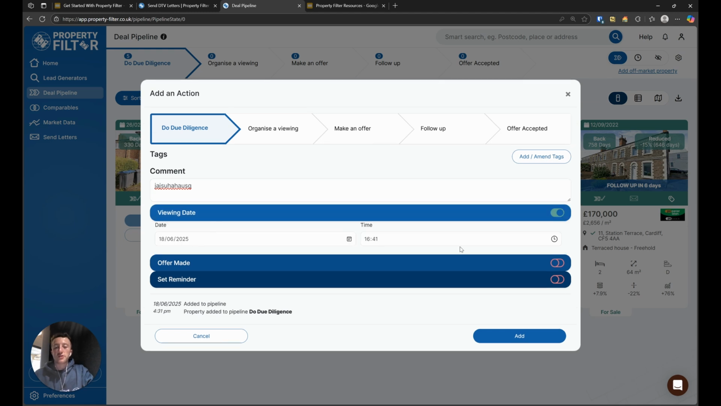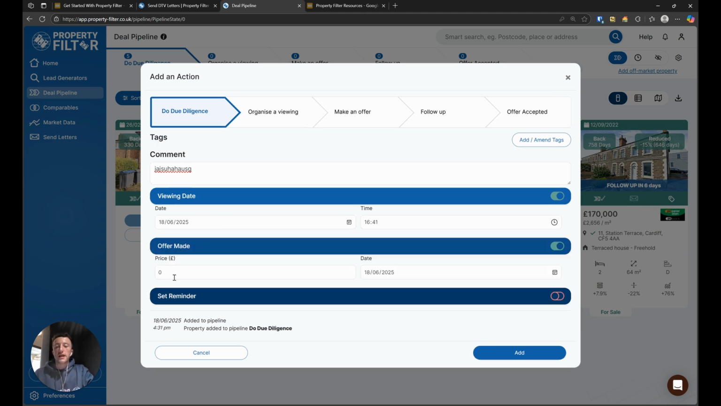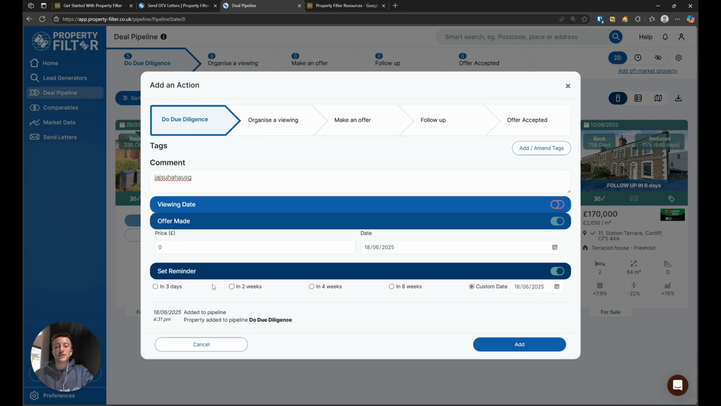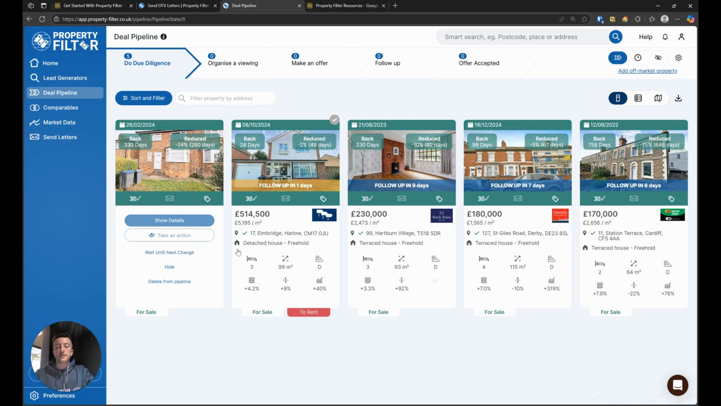In the viewing date, you can integrate Property Filter with your calendar of choice. So for example, with Google Calendar, you select tell us when the viewing is, and then it will come through to your Google Calendar. Any offers that have been made, pop them in here, press add, and that way in the future you don't need to keep going to your emails to check how much the offer was that you submitted. And the most important one is reminders. Let's say I select in 2 weeks just here, I press add, and then in 2 weeks' time it will say follow up today, and you'll get a small bell notification just here. That is the CRM system in a nutshell.